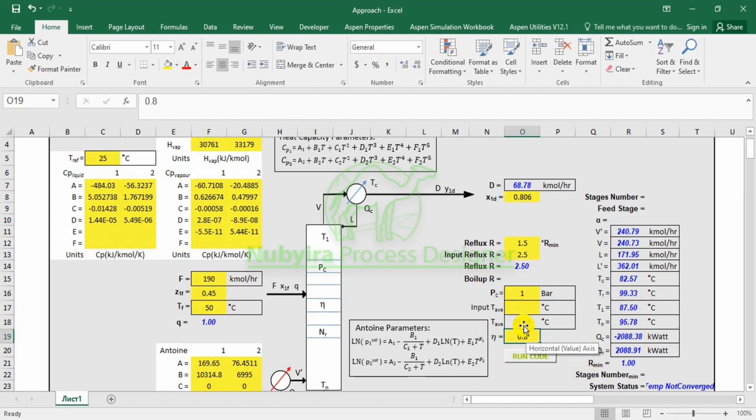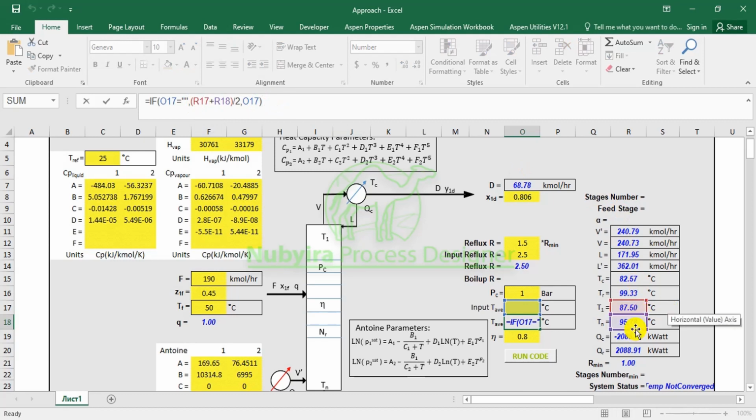So this is the value that the formula returns. We have 91.64 degrees Celsius. You can see it is top stage temperature plus last stage temperature divided by 2.